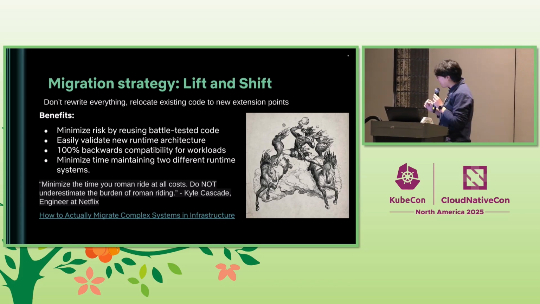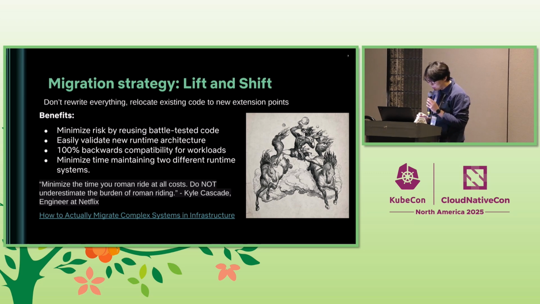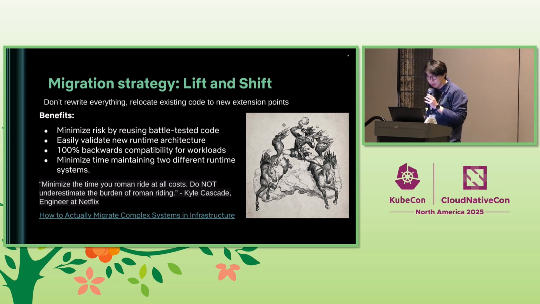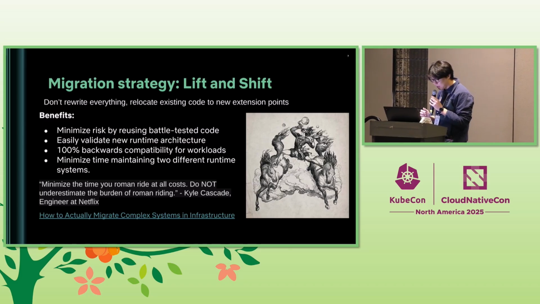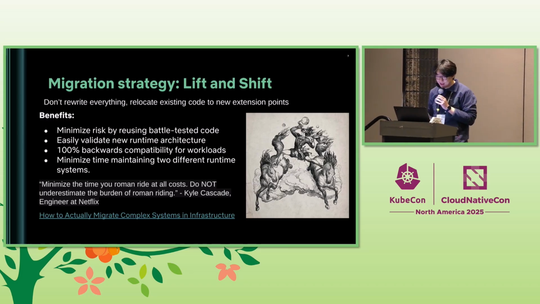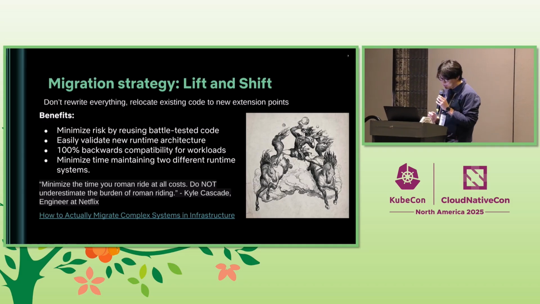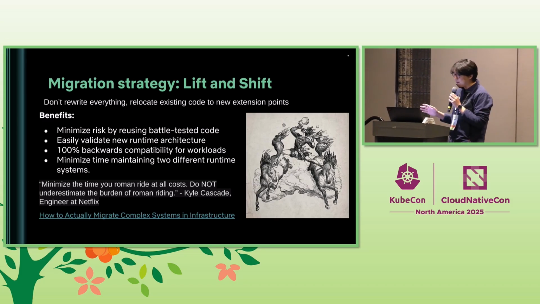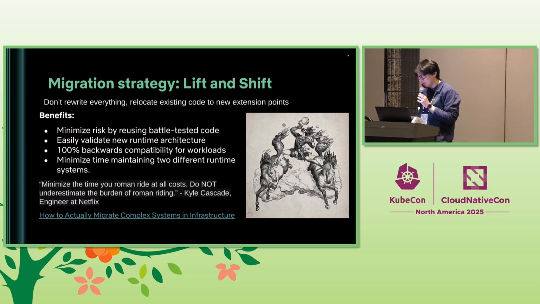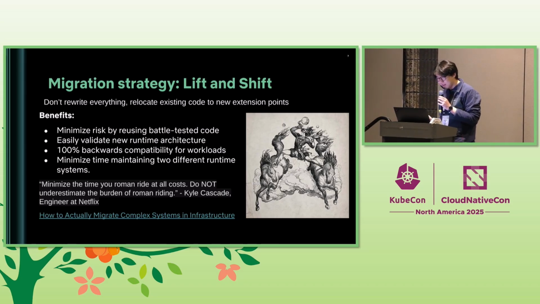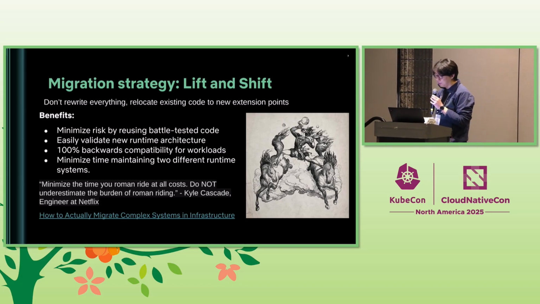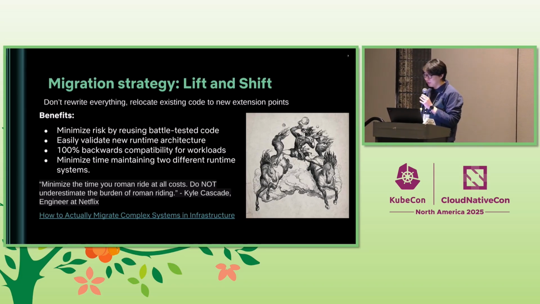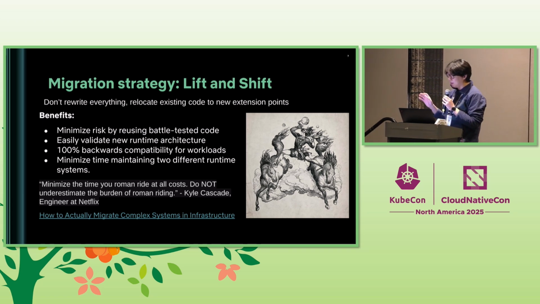And here, I have an excerpt from an excellent blog post by one of our fellow engineers on the compute runtime team, Kyle, that talks about how to migrate complex systems and infrastructure. And it reads, minimize the time you Roman ride at all costs. Do not underestimate the burden of Roman riding. Roman riding is the practice of trying to balance on two horses that are galloping forward at full speed. In the context of platform engineering, we are the person balancing on two horses, and the horses are our two different systems that try to accomplish the same functionality.